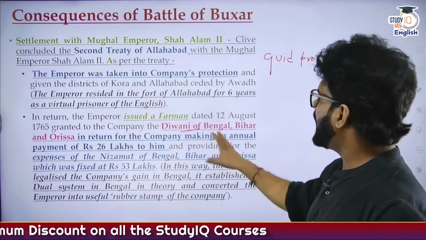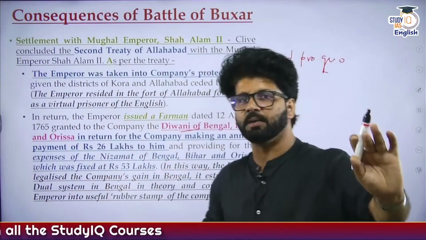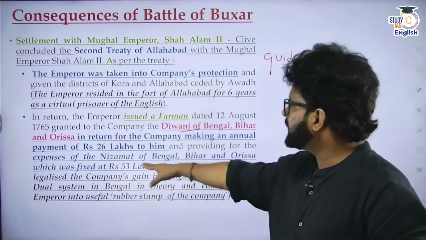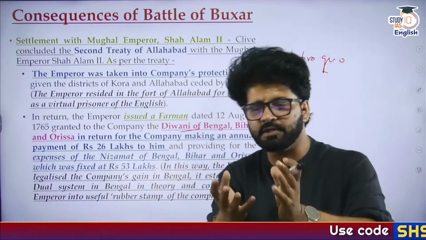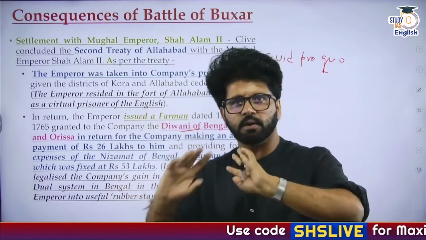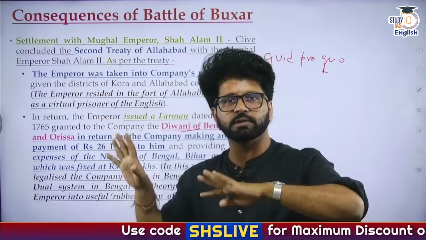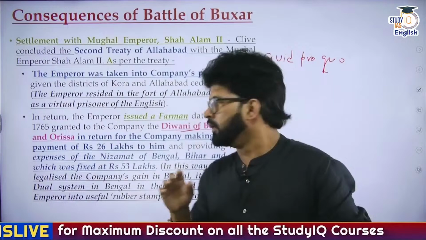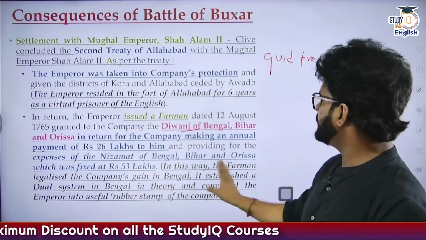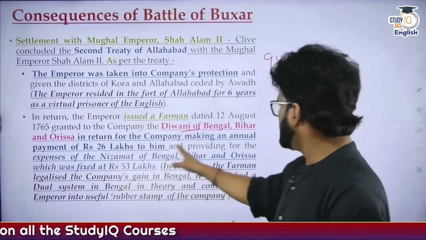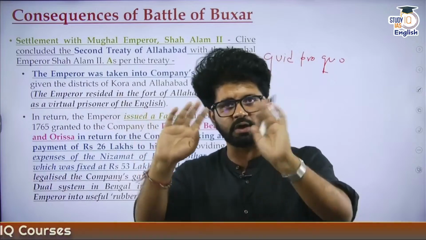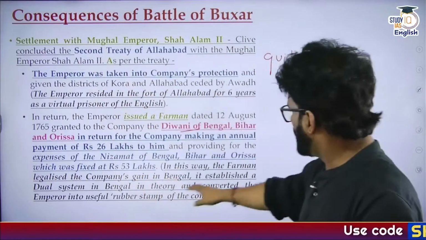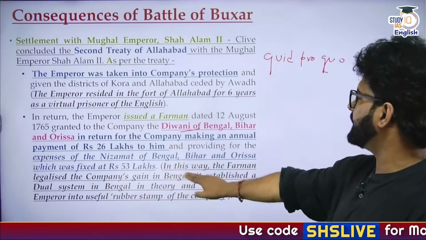But they have to pay 26 lakh rupees to Shah Alam II, and the expenses of Nizamat. Nizamat means civil administration. You incur some cost when you are appointing officials to look after the administration, DMs, etc., as you call them now. For that also there was a certain amount which they had to pay: 53 lakhs for maintaining the Nizamat and 26 lakhs to Shah Alam so that he can maintain his empire. In this way, the Farman legalized the company's gain in Bengal.